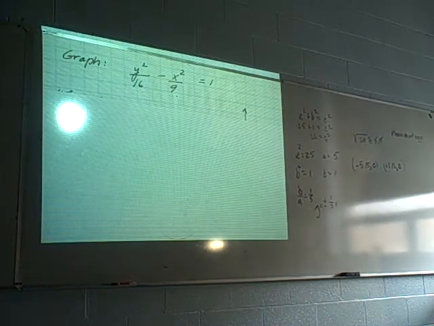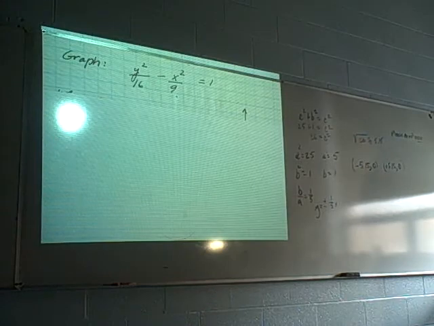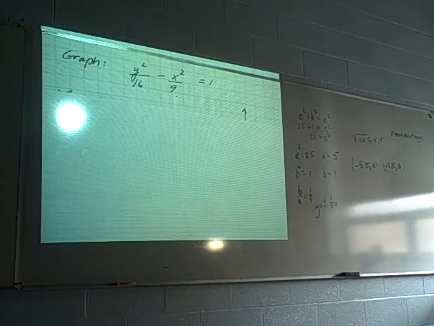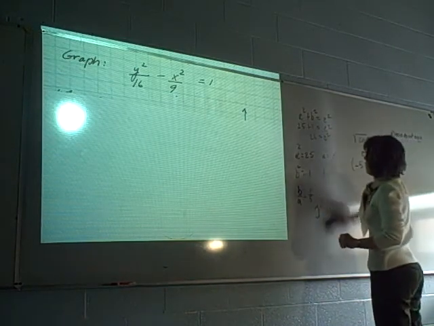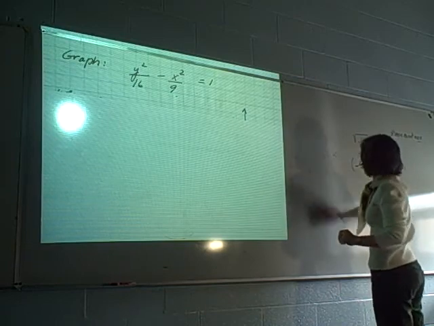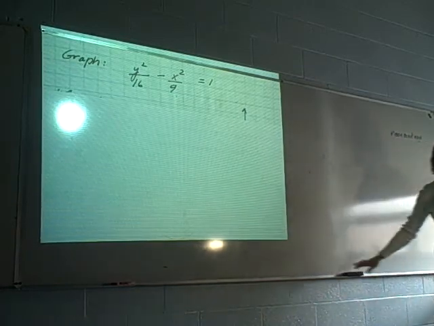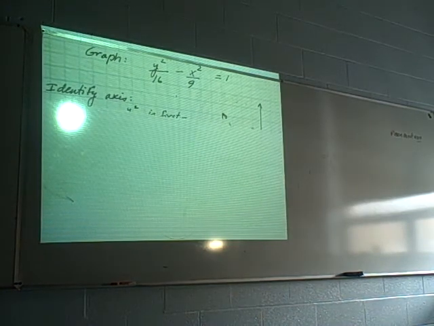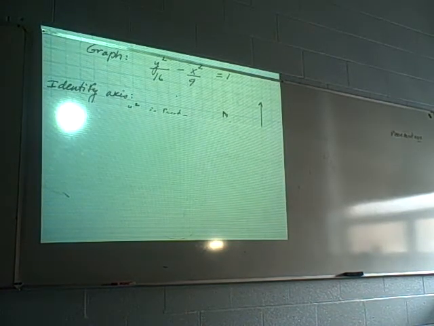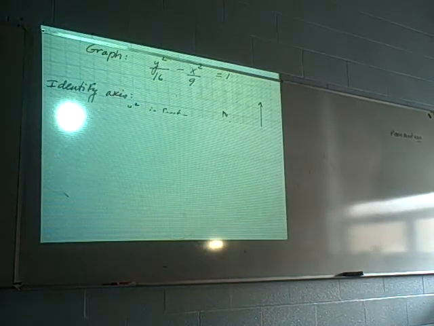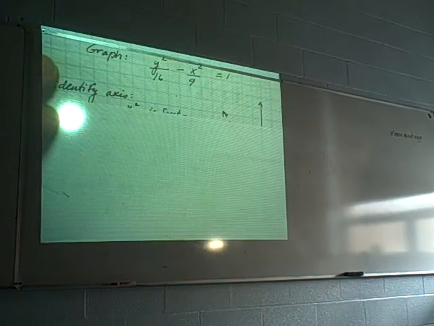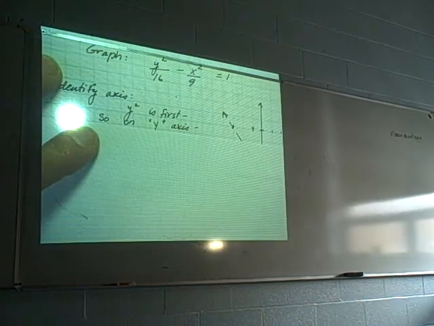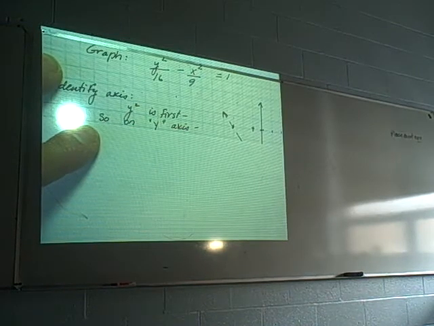So let's graph y squared over 16 minus x squared over 9. Then my step one is exactly the same. What do I need to do? Identify the axis. If you're graphing, you need to know which direction you're going. And what do we know? Y squared is first, so it's on the y-axis.